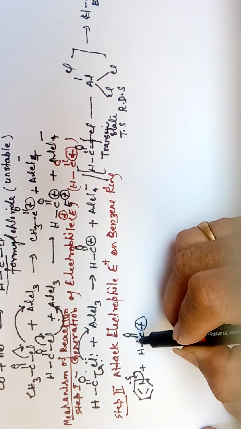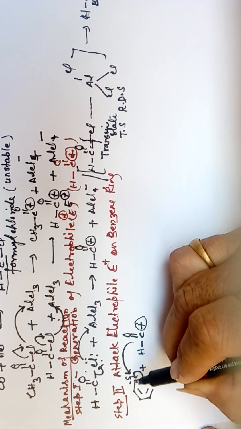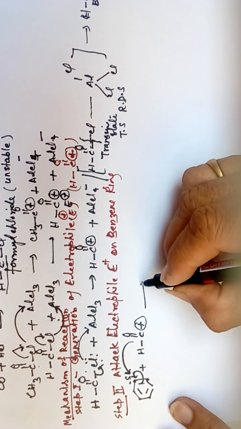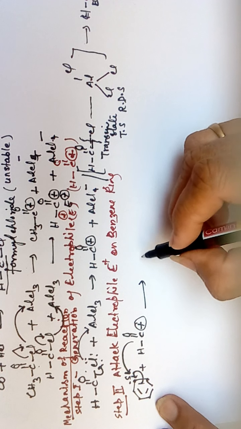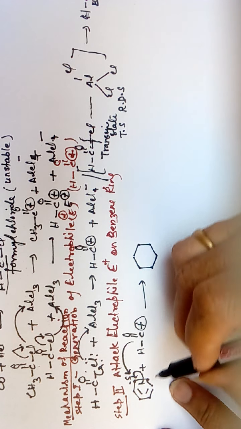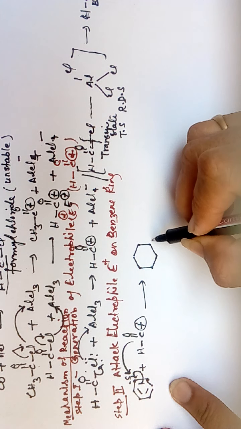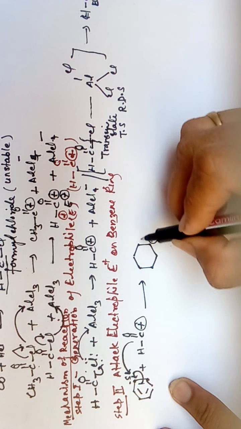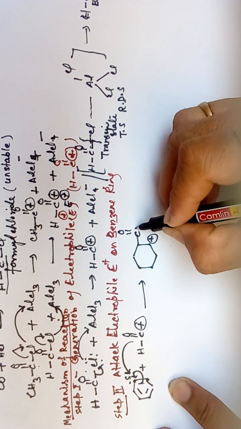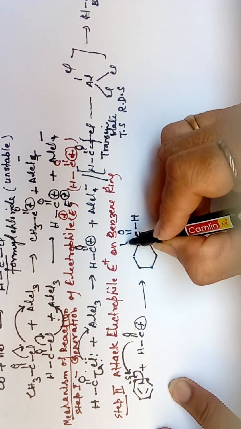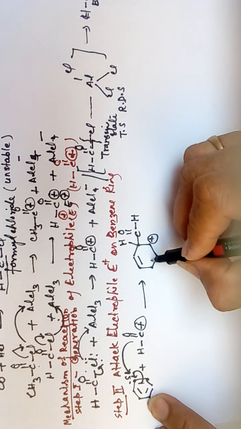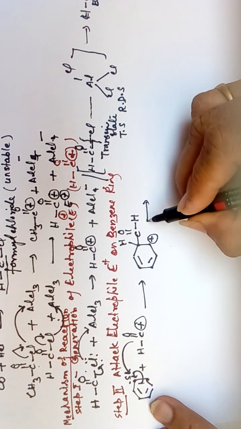Simultaneously, this electrophile attacks this carbon which is delta negative, and what happened? See, this bond is broken from here, so this carbon gets a positive charge and this electrophile is attached here on the benzene ring, and here a hydrogen is also present and here a bond is present and this bond is also present.